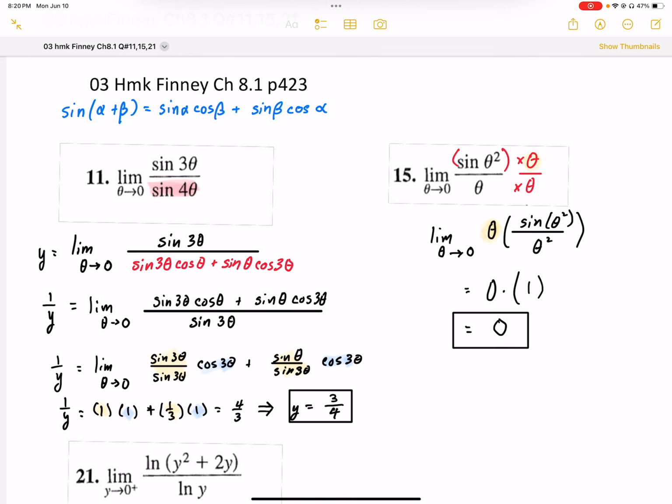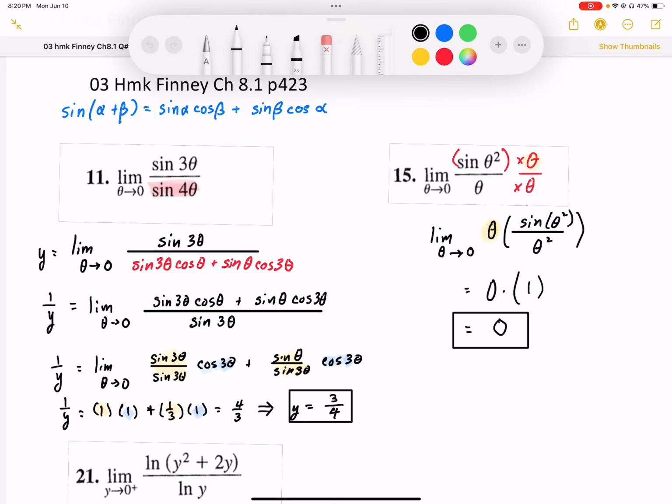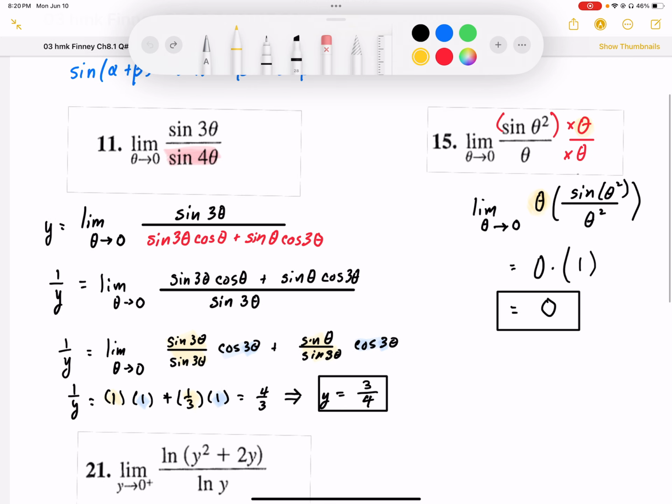For question number 11 on page 423, it says the limit as theta goes to 0 of sine 3 theta over sine 4 theta. Now, you could maybe just rationalize this geometrically by comparing the two angles together, because geometrically the sine values relate to the angles. But we can also do this using an identity and using some algebra.